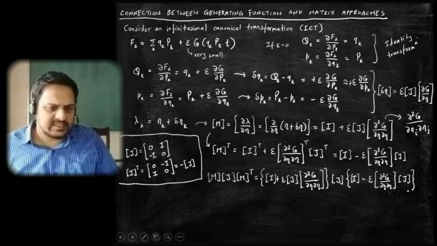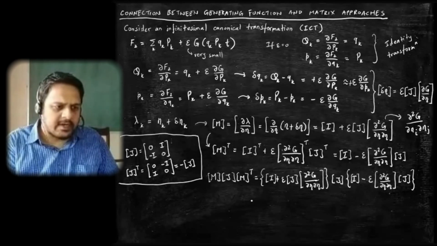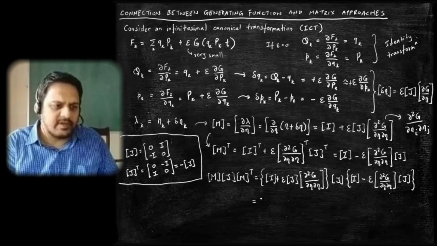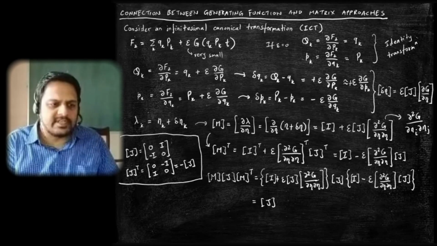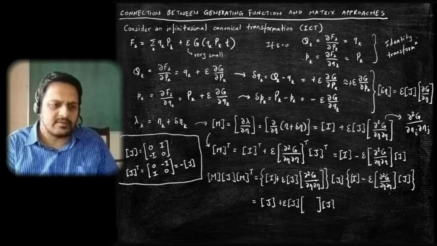Basically, you have this. Expand all the brackets. The first term will be I times j times I, which is just j. The second term will be epsilon j d square g by d eta into j into I. So that is plus epsilon j into the big matrix, which I am not writing explicitly, into j.